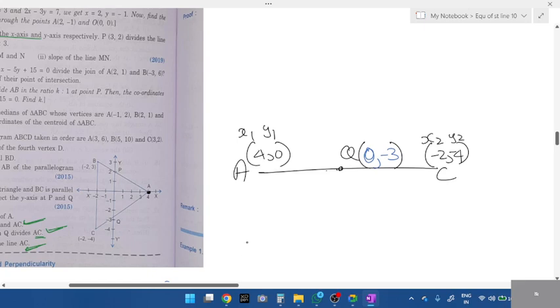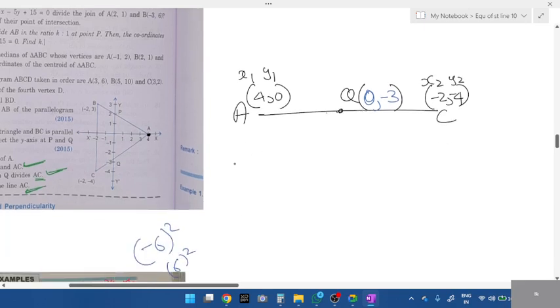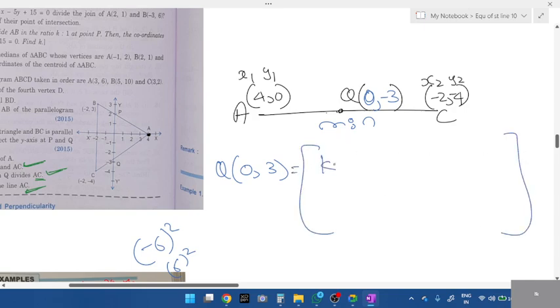0. Yeah, tell me Ivania, tell me the calculation. Q of 0 comma 3, m is to n. What will you take m is to n as? K is to... k into what is x2 here?